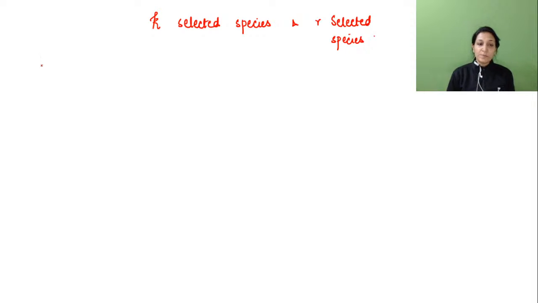Before actually jumping to the K selected species and R selected species, we will talk a little about population growth and the population growth curve so that you will be able to understand. So first of all, we know what population growth is.